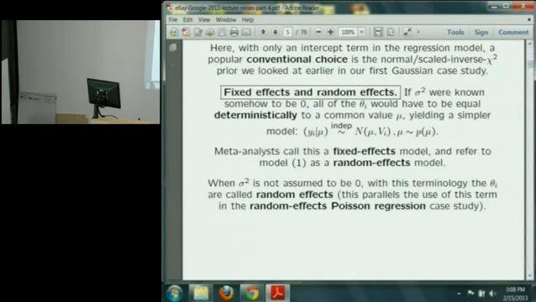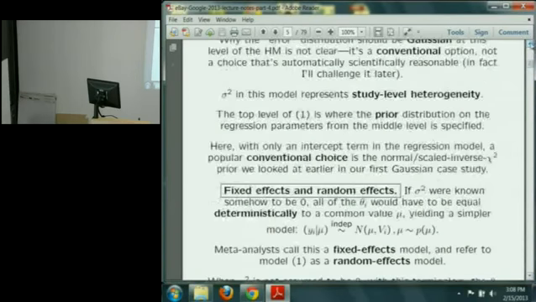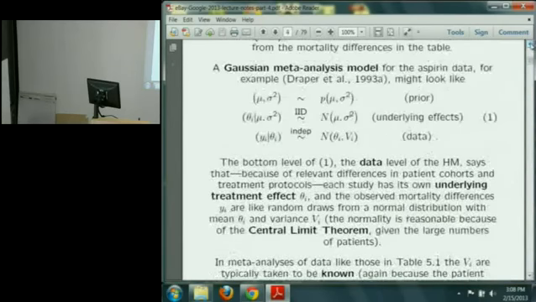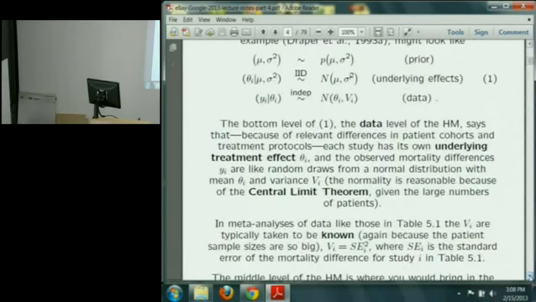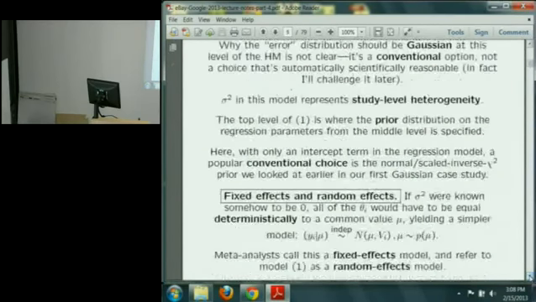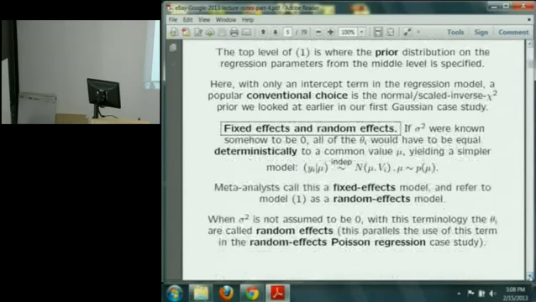And the model we're working with now is called a random effects meta-analysis because the effect of study i is treated like a random draw from a distribution in this model. It's as though the theta i's are random variables. And so they're called random effects in this model. Another name for them is latent variables because they are unobserved. The word latent in data analysis always means unobserved. So they are called random effects, also known as latent variables. And naturally enough, we'll talk about the random effects Poisson regression case study later.